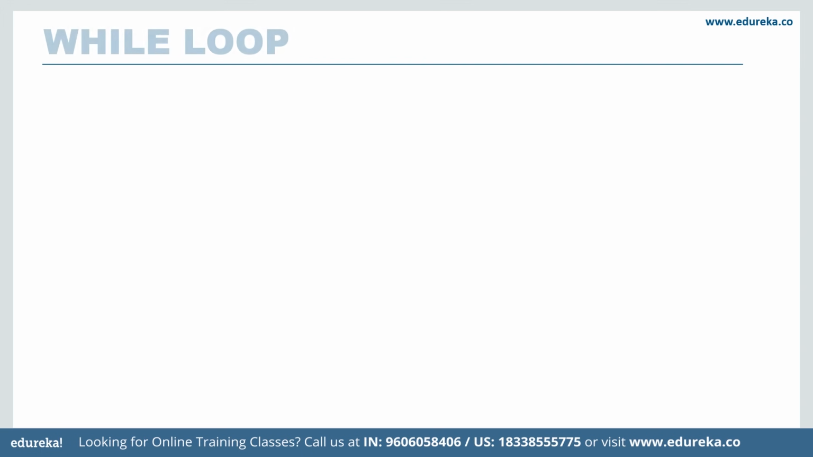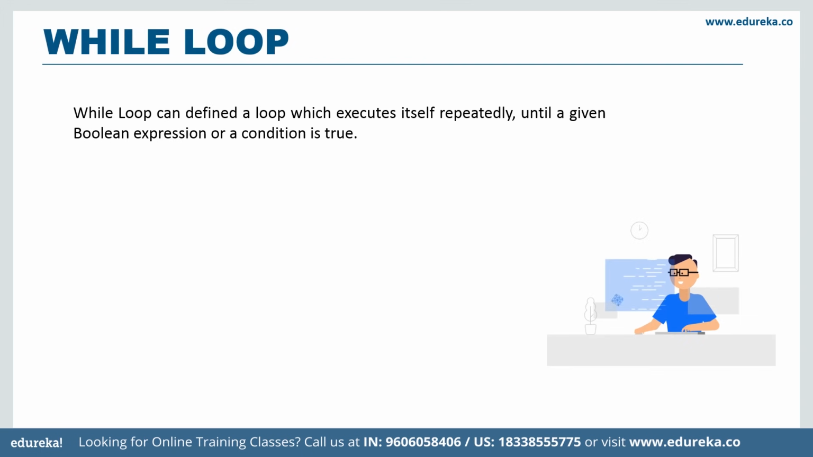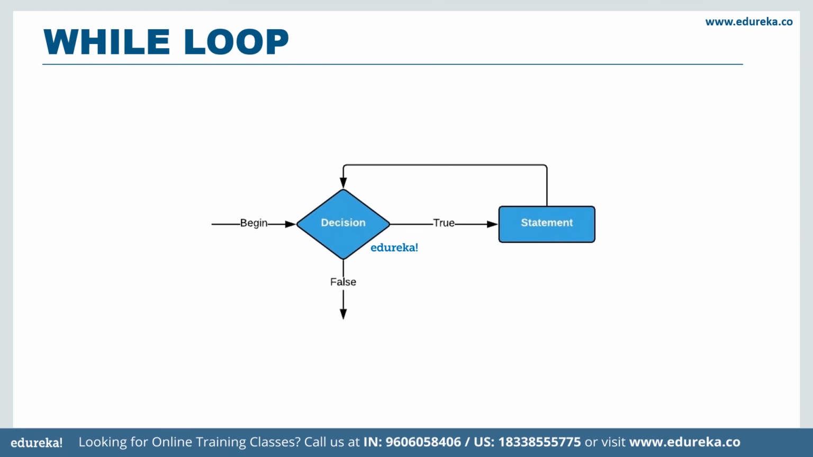Now let's move on to the while loop. While loop can be defined as a loop which executes itself repeatedly until a given Boolean expression or a condition is true. Now let's check out the flow diagram. The control begins at a decision. In case the decision is true, the statements inside the while loop will be executed, else the loop will be terminated. Now let's try to execute a simple program to understand the functionality of while loop.